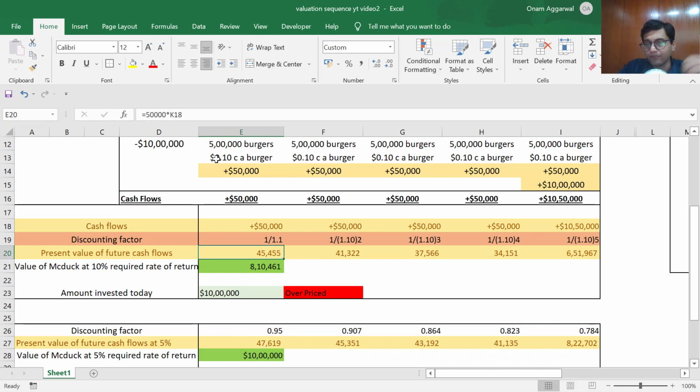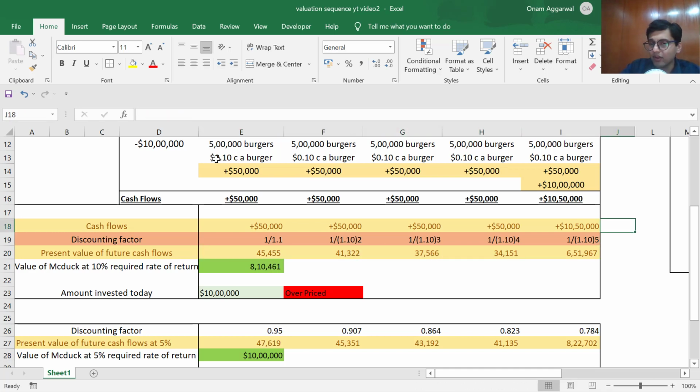So for year 1, this $50,000 which we will receive at the end of the year, the present value of this $50,000 today for us is $45,455. The present value of $50,000 which we will receive after year 2 will be $41,000 and so on. And did you see, the farther you go in your time period, the lesser the present value of the dollars becomes. For example, in the 4th year, the $50,000 present value is only around $34,000 as compared to $45,000 in year 1. So this is how the present value operates.